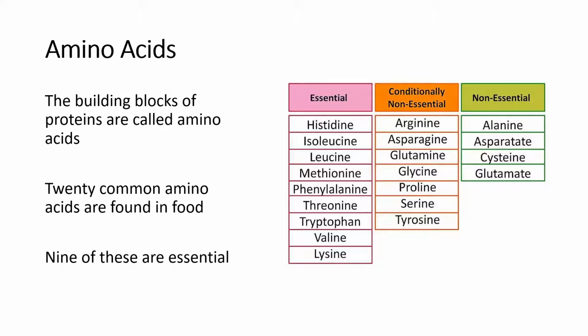A key one in there is leucine. Leucine has been found to be one of those amino acids that can assist in muscle protein synthesis. So as long as you're consuming enough leucine, it will benefit your muscle growth. But we need all of them.